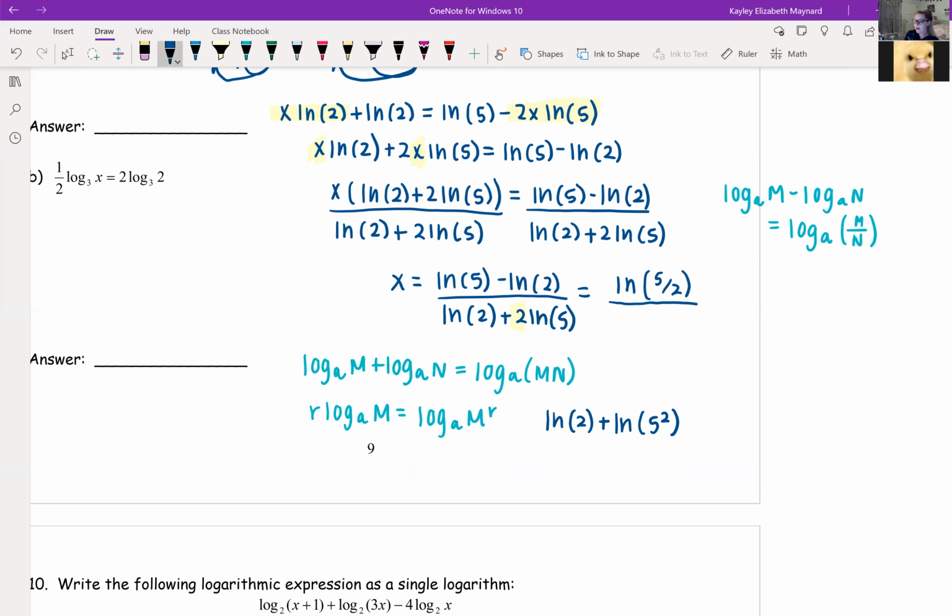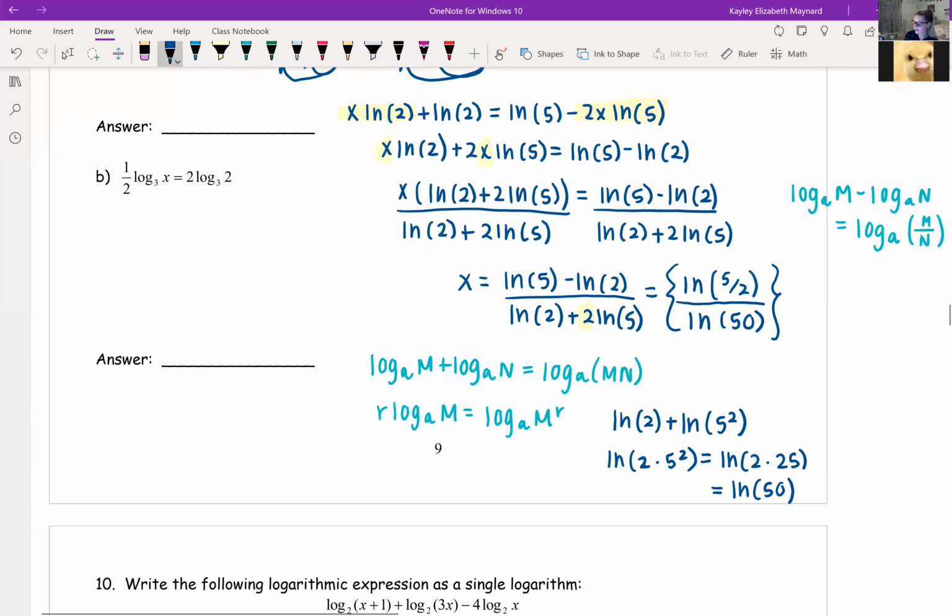So now that I've done that, I can go ahead and combine these logs using the first property that I listed. So this is equal to ln of 2 times 5 squared, which is equal to ln of 2 times 25, which is equal to ln of 50. And that's my simplified denominator there. And so that's my answer to A.